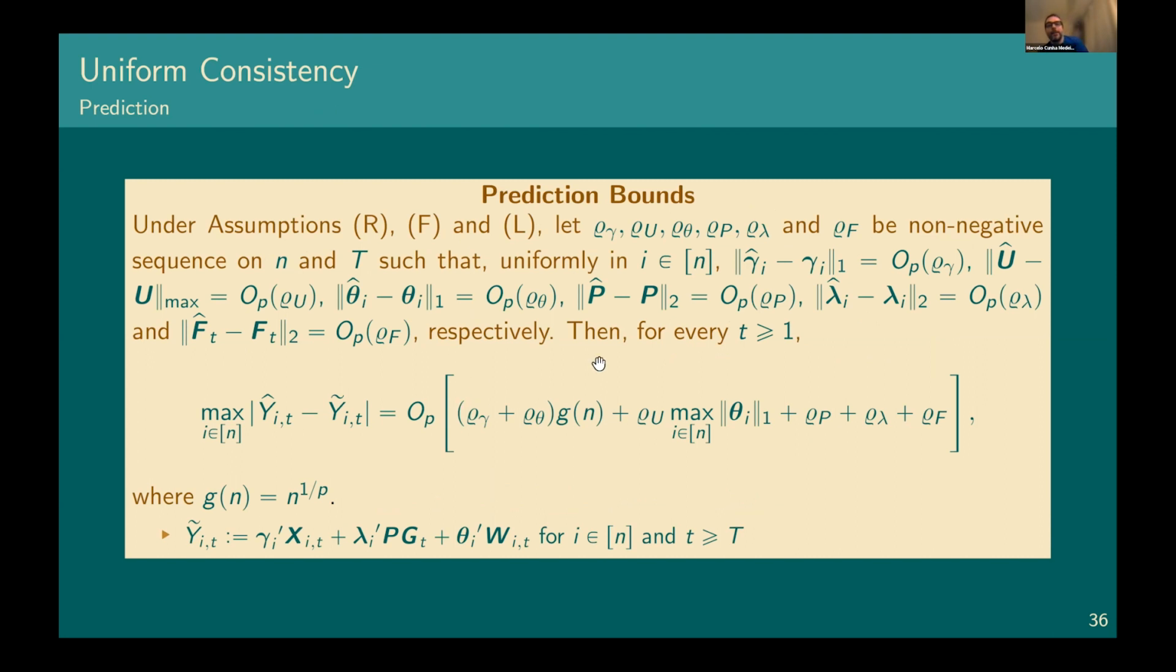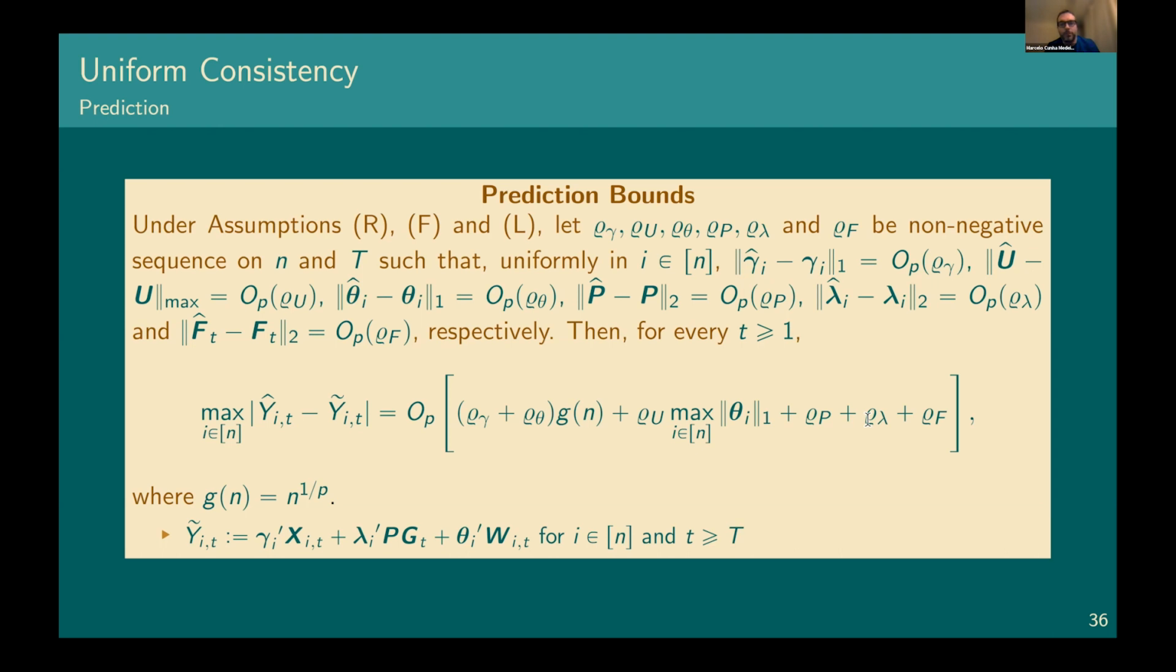And then we can have prediction bounds between the estimator, where y tilde is just the prediction with population values, and y hat is the estimated values, and the bound depends on all the convergence rates. The convergence rates on theta, the convergence rates for the gammas on the first step, the convergence rate for the U's, and so on and so forth.